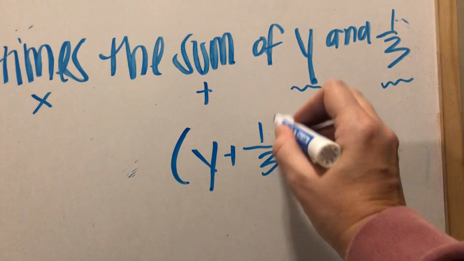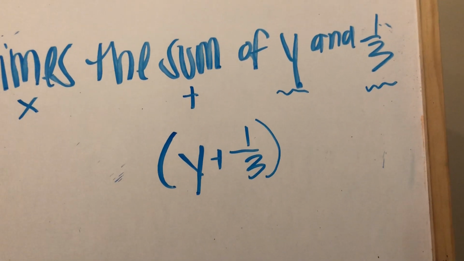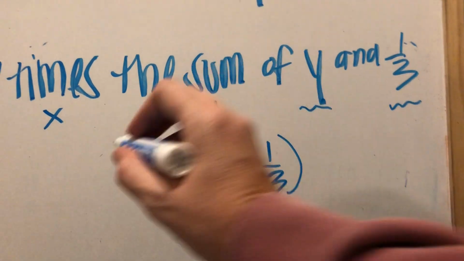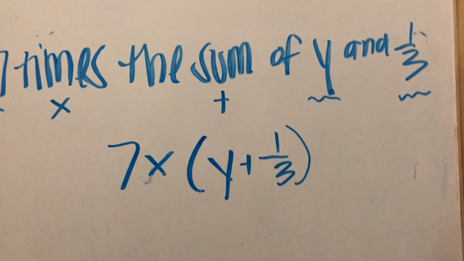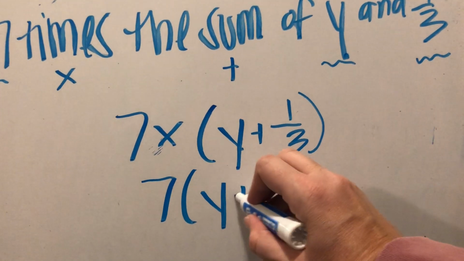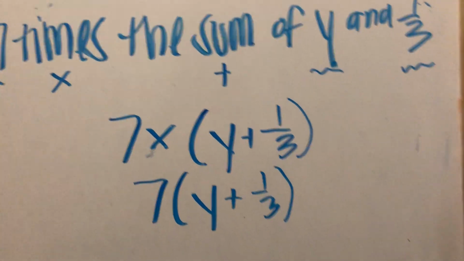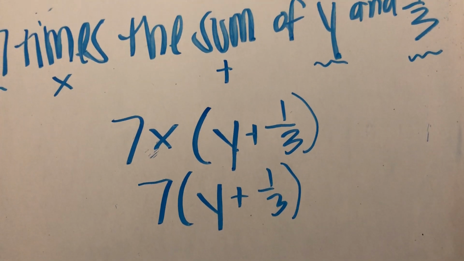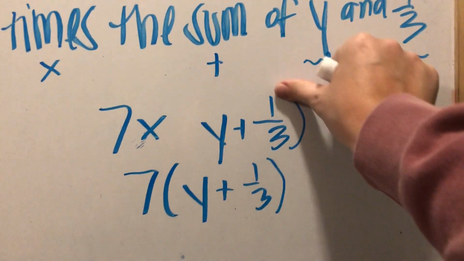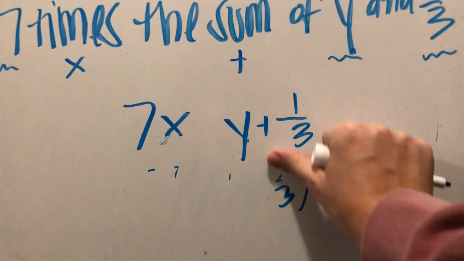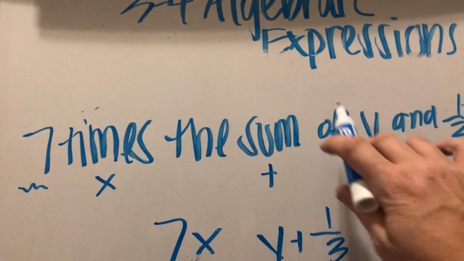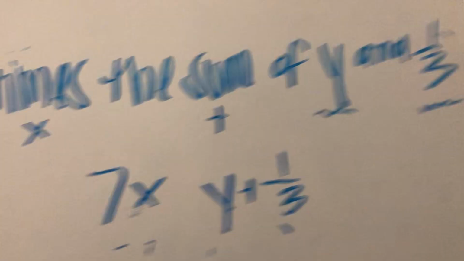I'm putting this in parentheses because we want to make sure that we're finding the sum of those two things. And then on the outside, I'm going to have my 7 times. Another way I could write this is 7, and then on the outside, y plus 1/3, because it's showing us that same thing. Now, really quick, I want to show you what it looks like without the parentheses and why those parentheses are important.